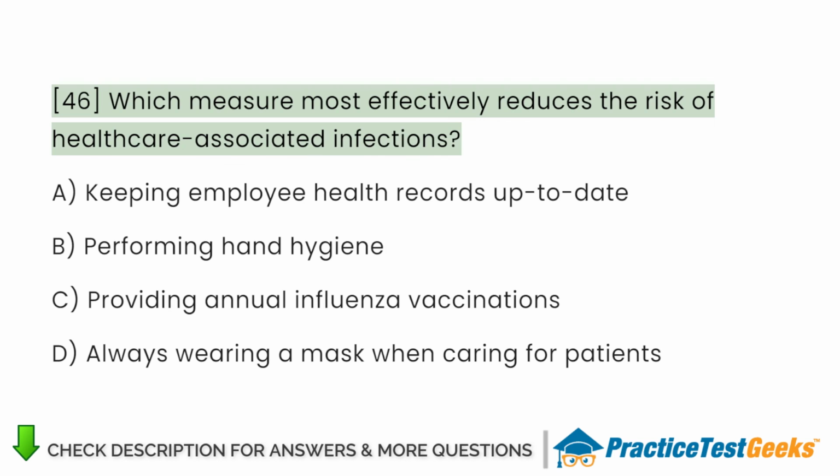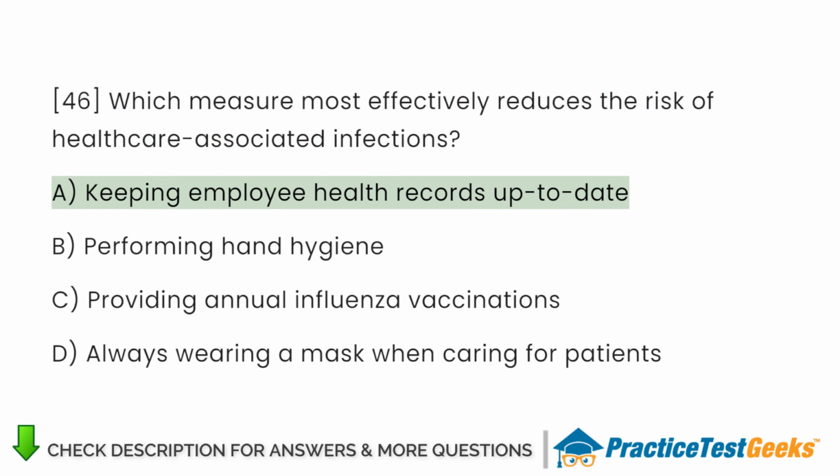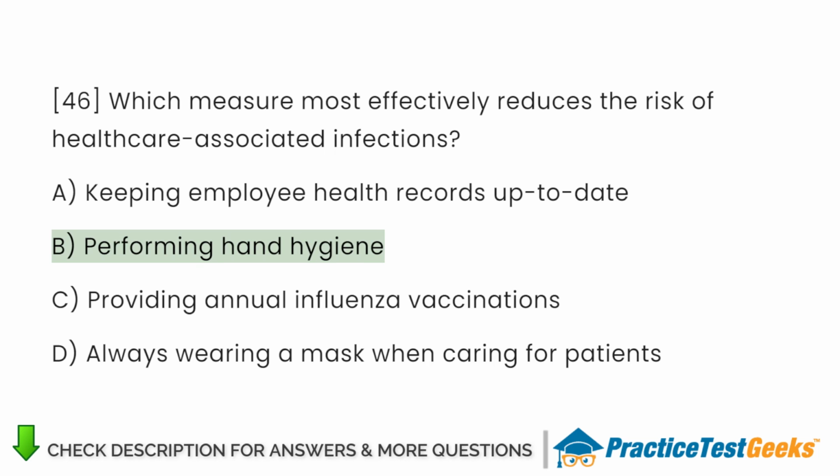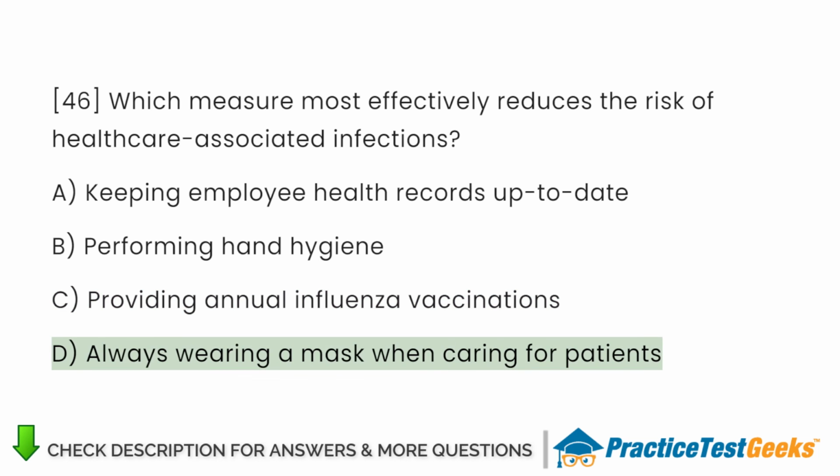Which measure most effectively reduces the risk of healthcare-associated infections? A. Keeping employee health records up to date. B. Performing hand hygiene. C. Providing annual influenza vaccinations. D. Always wearing a mask when caring for patients.